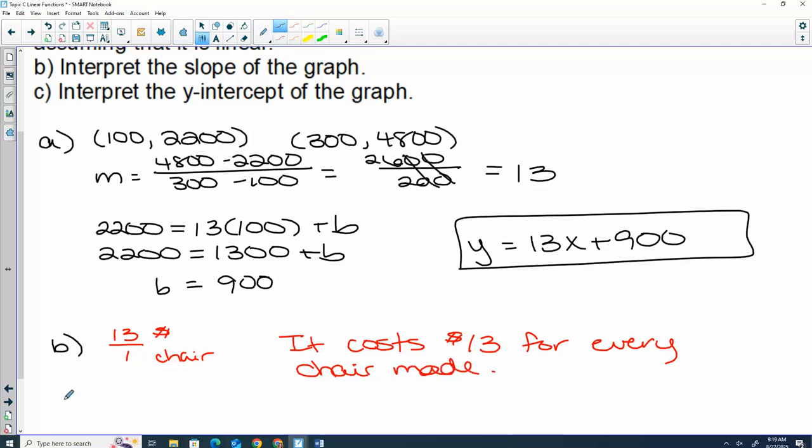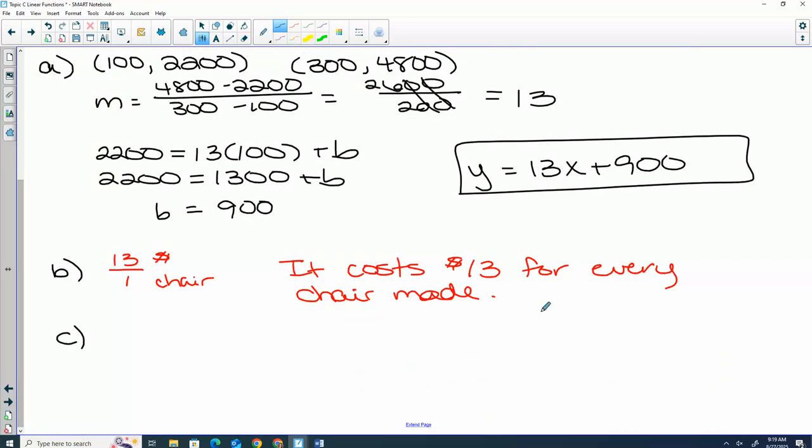Okay, part C. This time it asks us to interpret the y-intercept. My y-intercept is 900. That means it's like a point, (0, 900). 900 is my cost. My 0 is the number of chairs. So what's this telling me? A lot of times those are referred to as your fixed costs. It's things you have to pay no matter what.